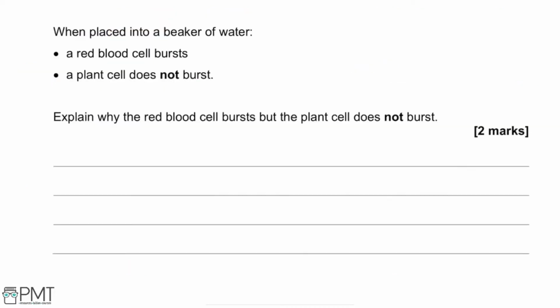When placed into a beaker of water, a red blood cell bursts and a plant cell does not burst. Explain why the red blood cell bursts but the plant cell does not burst. And this question is worth 2 marks.